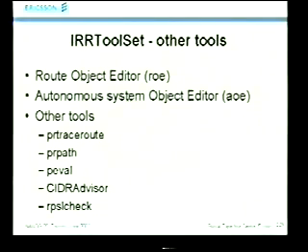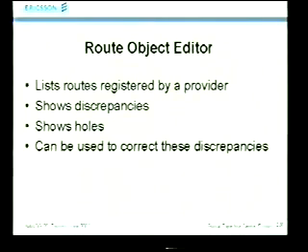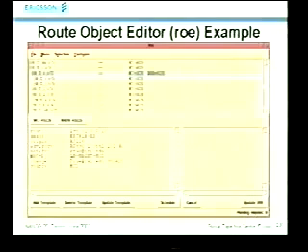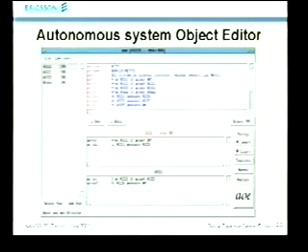The Route Object Editor lists routes registered by a provider, shows discrepancies, shows holes, and can be used to correct these discrepancies. And it has a front end, which is a GUI that allows you to correct these discrepancies and update the Internet Routing Registry. So it has a GUI like this that allows you to easily make changes. The Autonomous System Object Editor has recently been changed to make it RPSL compliant. I think this example is not RPSL compliant, but it has been changed, and it is now RPSL compliant.